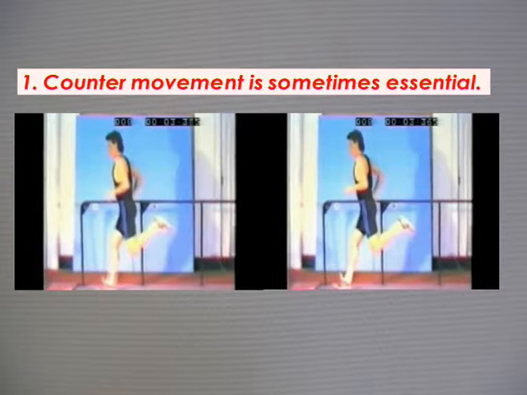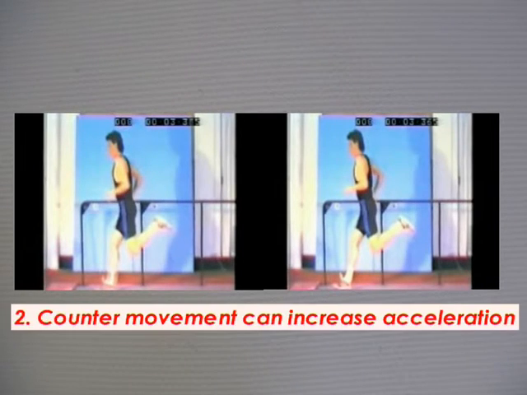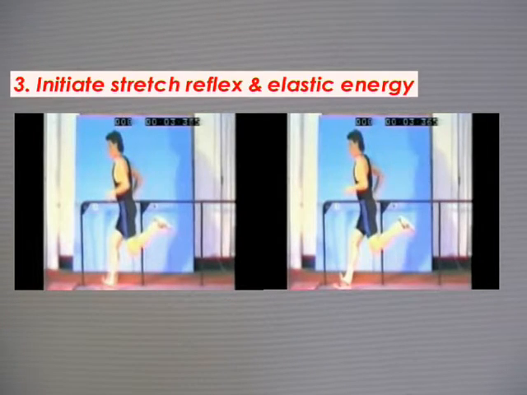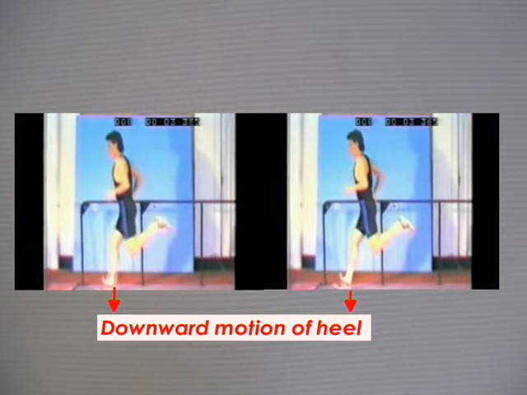Firstly, counter-movement is sometimes essential for the final movement to occur. Secondly, counter-movement can increase the acceleration path of the body part. Thirdly, counter-movement can initiate a stretch reflex, resulting in storage of elastic energy and stretching the muscle to optimum length for a forceful contraction. An example of this movement occurs in runners who are forefoot strikers.